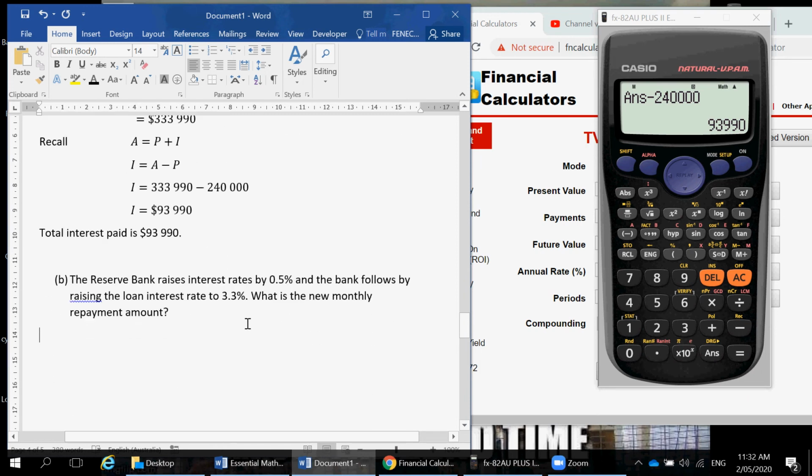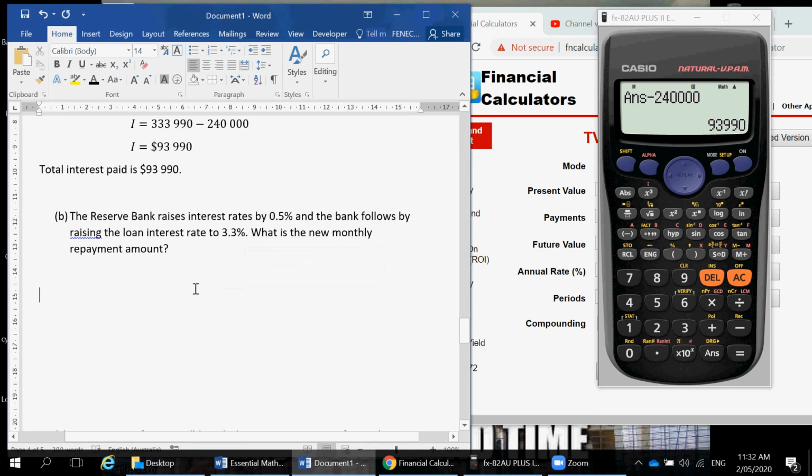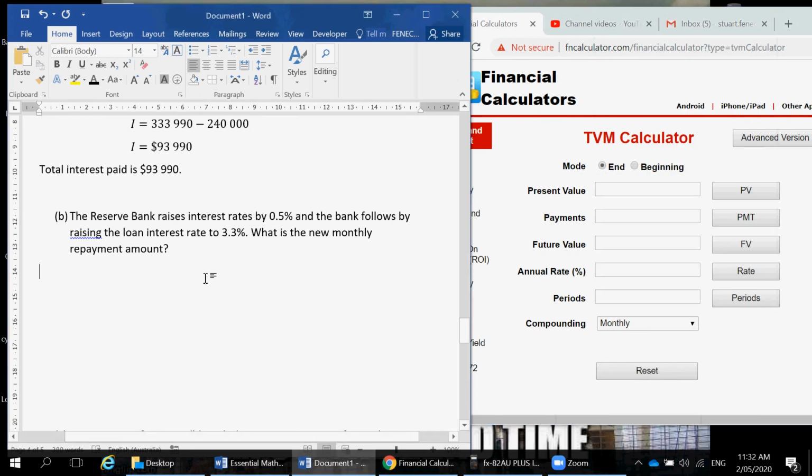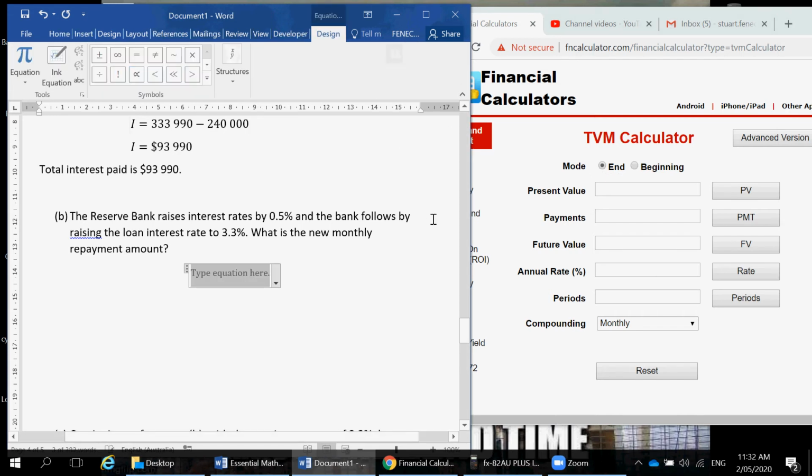So we were on 2.8% and we've gone up by 0.5. We're now at 3.3%. What would the new monthly repayment amount be? This is when we're going to go back to our financial calculator. As with every question that involves a calculator, you need to assess what you've got, put those values in the calculator, get your answer and interpret it.